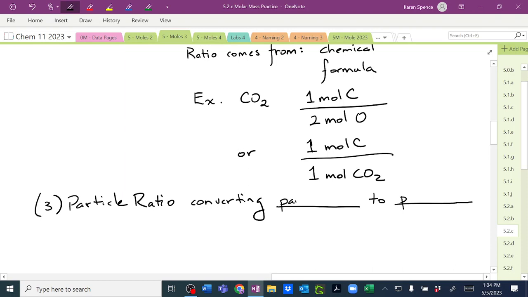Particles of A, 2 particles of B. Oh, that wasn't good. Highlight. There we go. That's better. Particles of A, 2 particles of B.